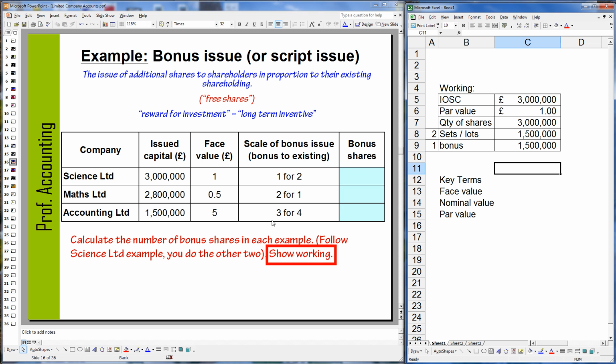being given to the shareholders. And I say that in total. It's not per shareholder. That's in total. Okay, that's the question. That's the task. I want you to work that out for Maths and Accounting Limited.